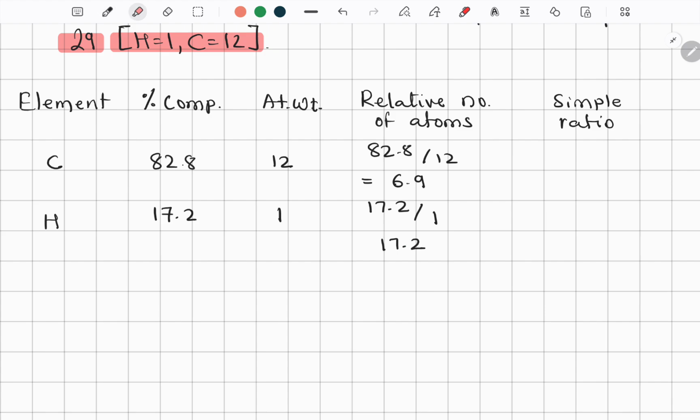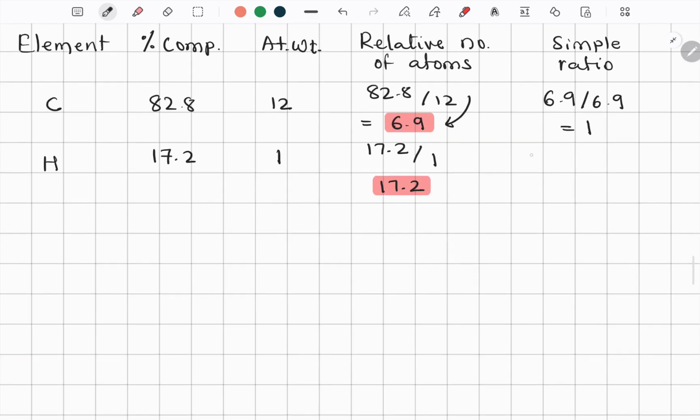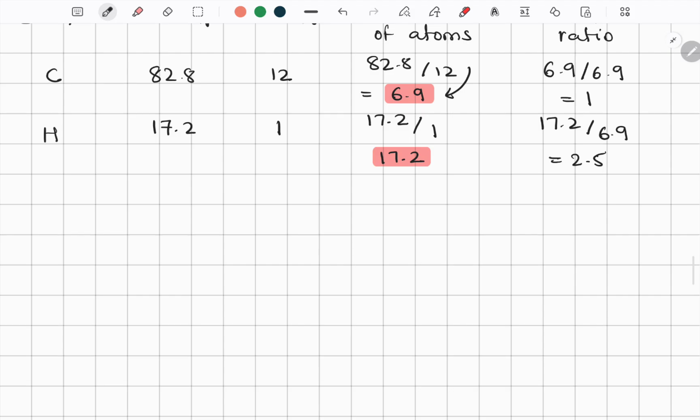So what do we do when we get the relative number of atoms? We divide all the relative numbers of atoms by the smallest number. Over here it's 6.9, so we divide 6.9 by 6.9, which becomes 1. And when we divide 17.2 by 6.9, the answer comes out to be 2.5. Now it's very important that it's a fraction. So the ratio is carbon to hydrogen equals 1 to 2.5.